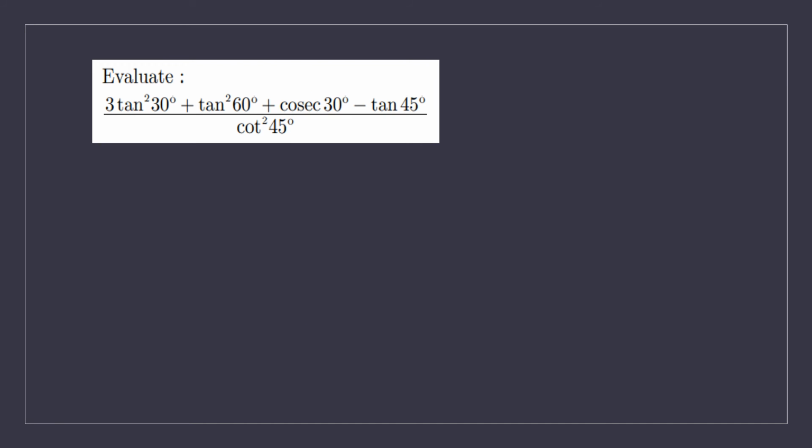Okay, let's look into evaluate. You have to evaluate this value. To do this type of sum, make sure you evaluate the values from the table. This model is important for 3 marks. Evaluate 3 tan square 30 degrees plus tan square 60 degrees plus cosecant 30 degrees minus tan 45 degrees by cot square 45 degrees. Just you have to substitute the values and simplify. That's it. Regular numbers simplifications.